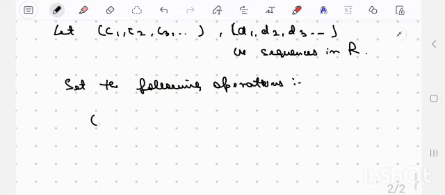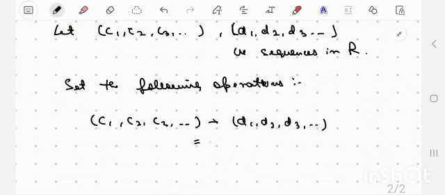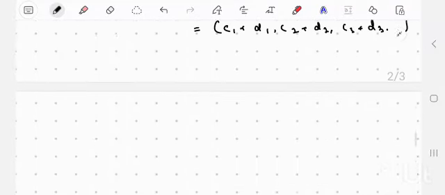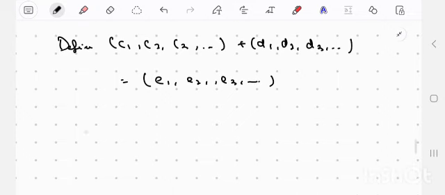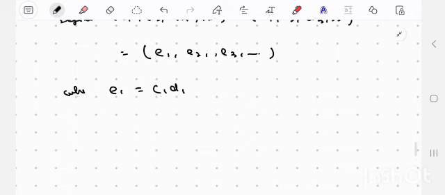Set the following operations. C1, C2, C3 and so on plus D1, D2, D3 and so on is written as C1 plus D1, C2 plus D2, C3 plus D3 and so on. Clear? So what we are doing is basically component wise addition. The multiplication will be defined slightly differently, so let me do it in the next page. Define the product as the collection E1, E2, E3 and so on, where E1 is equal to C1 D1, E2 is equal to C1 D2 plus D1 C2.